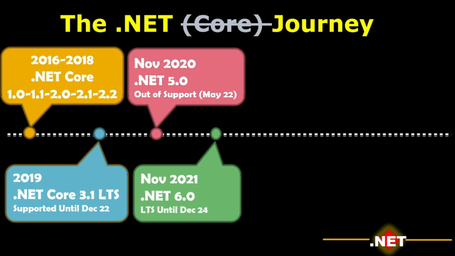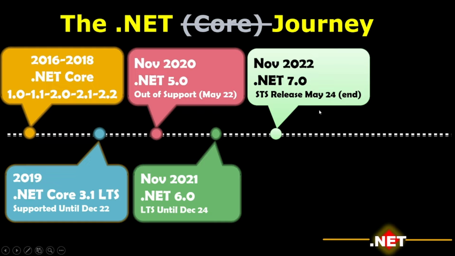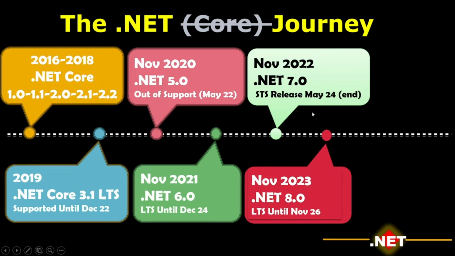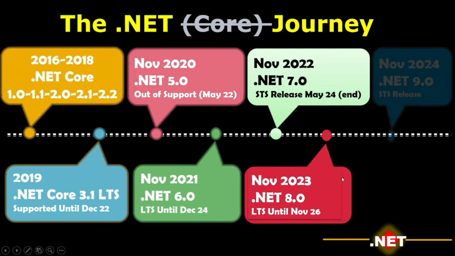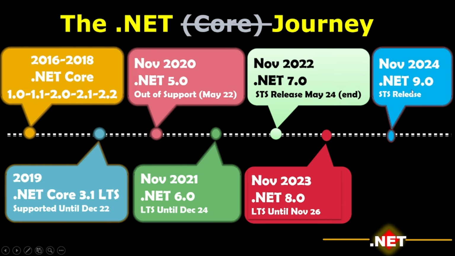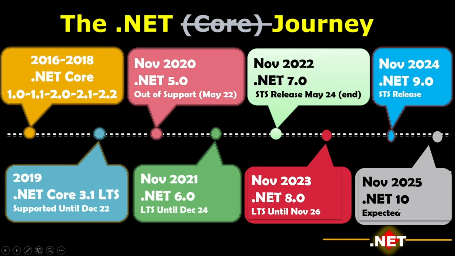Next, in 2021 with .NET 6.0, 2022 with .NET 7.0, November 2023 with .NET 8.0, November 2024 with .NET 9.0, and just after a month, since it is October of 2025 when the video is being recorded, we are expecting .NET 10 in November 2025. This is the journey that we have covered from .NET Core to .NET.